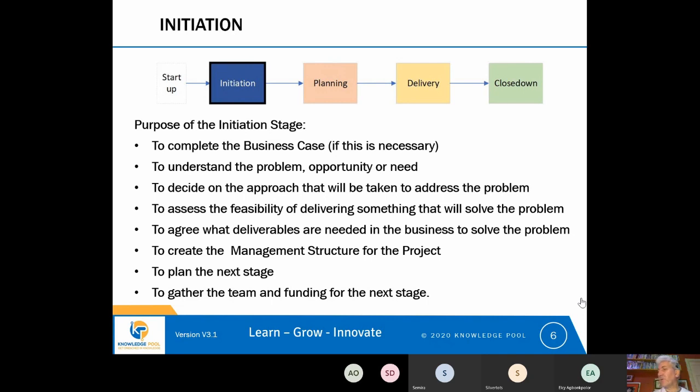Because the approach we take will change the tasks that are needed in the project. If we're going to buy some new software to solve the problem, there's a whole set of different tasks that it will be necessary than if we're going to employ some extra staff to solve the problem. If we employ extra staff, we'll need to hire them, we'll need to train them. Whereas if we are solving the problem by software, then it's a different set of tasks.